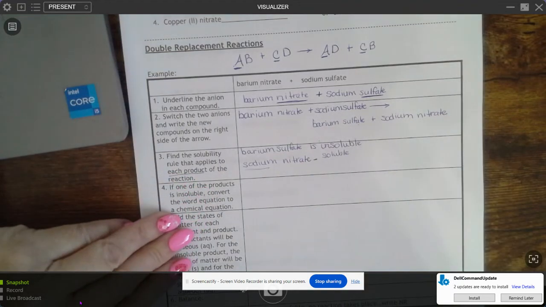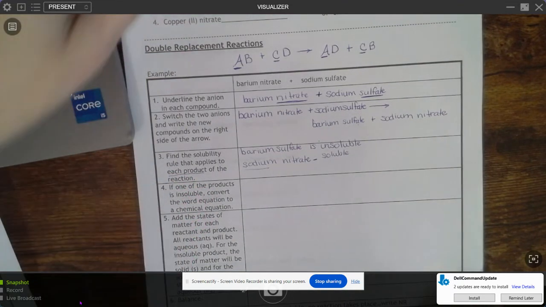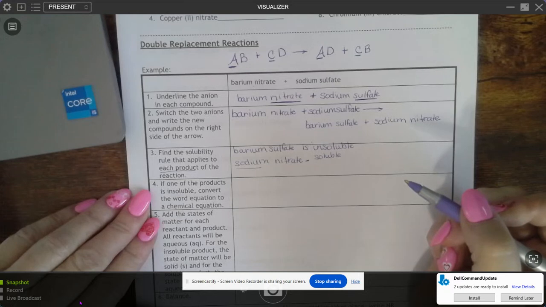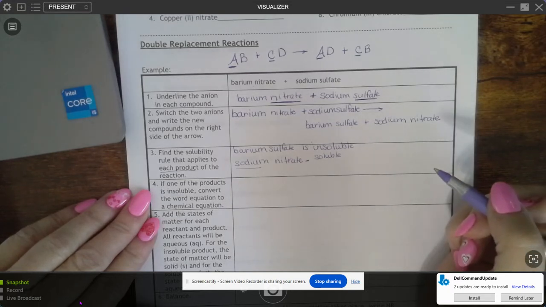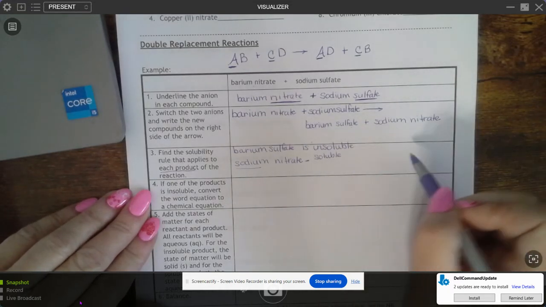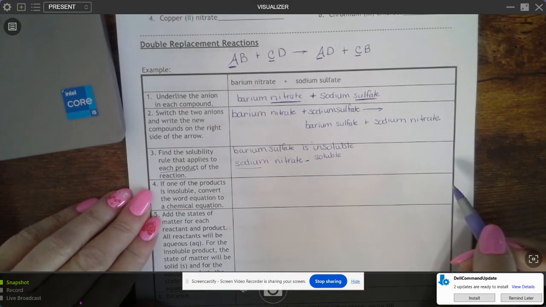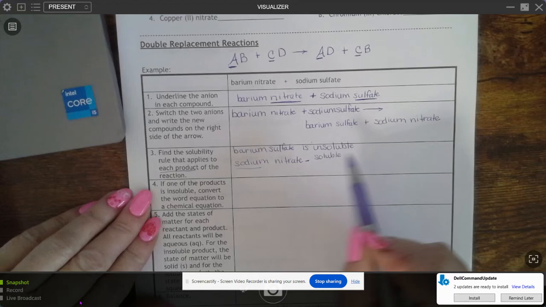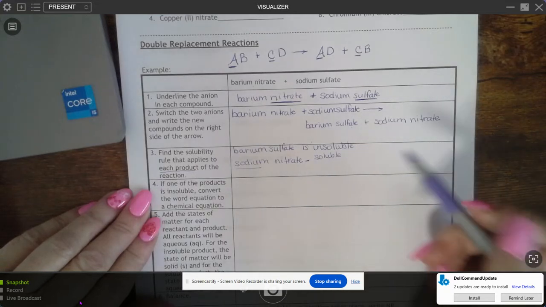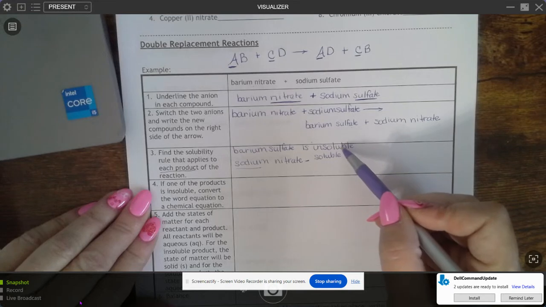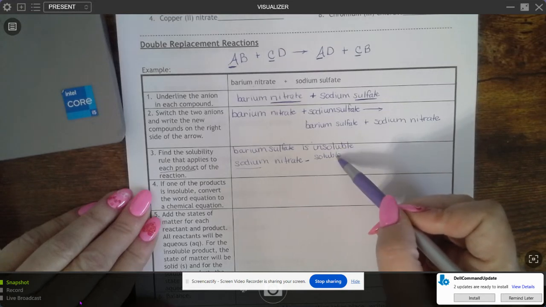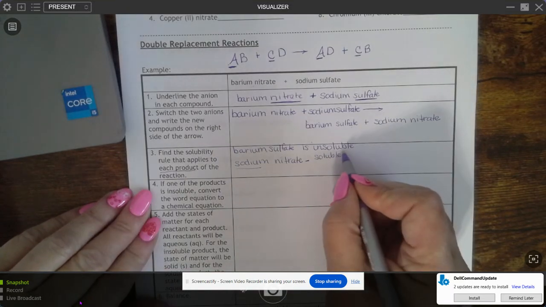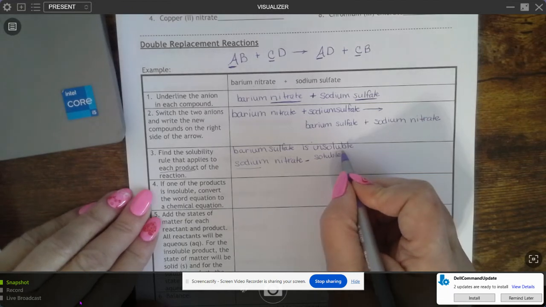All right. So when we're doing this kind of reaction, if one of our products is insoluble, we're then going to go ahead and write this out as a chemical formula. If both of these are soluble, that means we have no reaction. But let's go through this one first because we do have an insoluble compound.